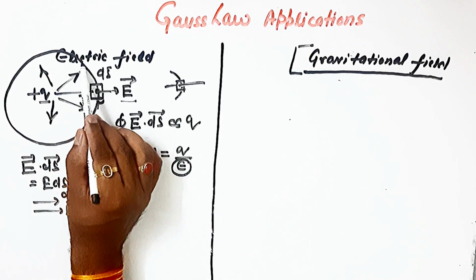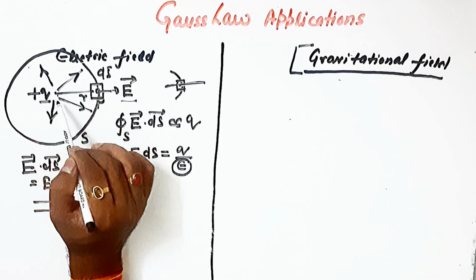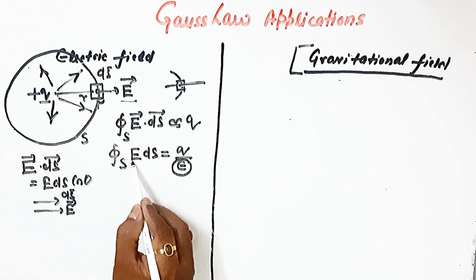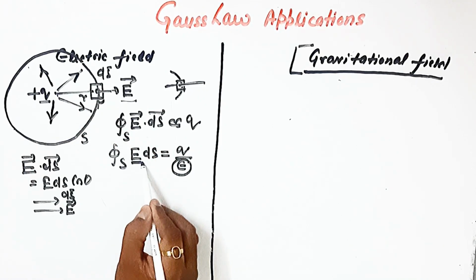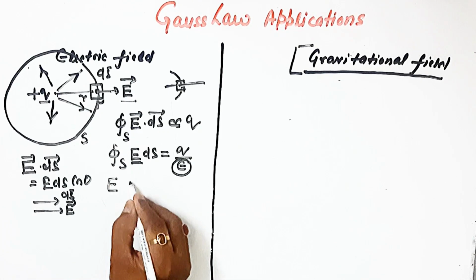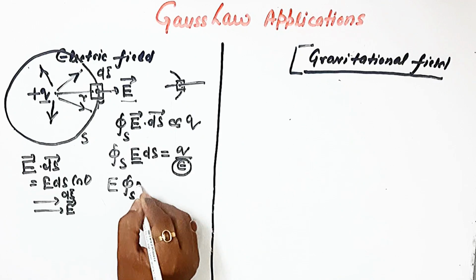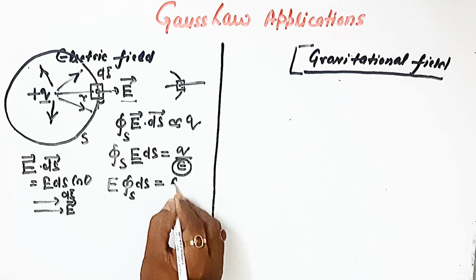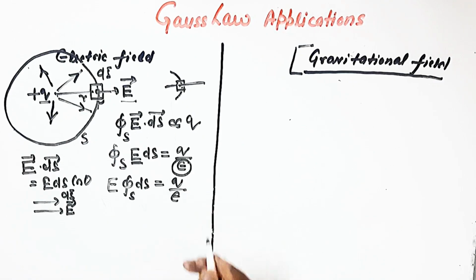Why? Because the surface point is equidistant from the charge. So this E can be considered constant throughout the integral. Hence it will come outside. So E surface integral ds is equal to q by epsilon.